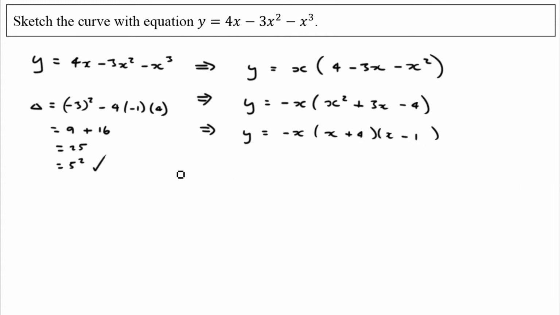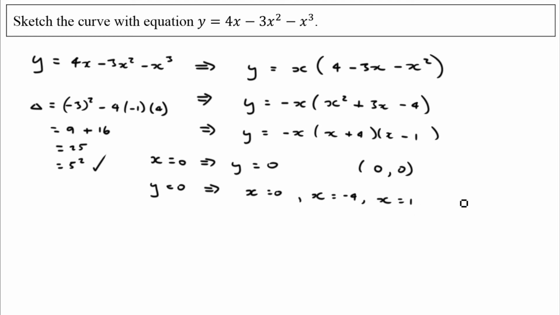So now we can do all the stages that we would normally do. If x is 0, then y, it is easy to see, is 0. This curve will pass through 0, 0. If y is 0, it is easy to see that x is either 0, that's the point we already know about, or x is negative 4, or x is 1, so it also passes through negative 4, 0, and 1, 0. We will have a negative coefficient of x cubed, so it will have this kind of shape.